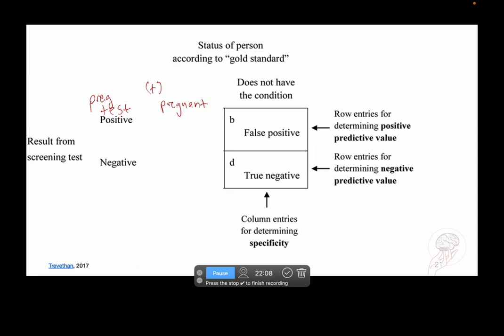But then we have people who do not have the condition, not pregnant. But they are going to take the same test.